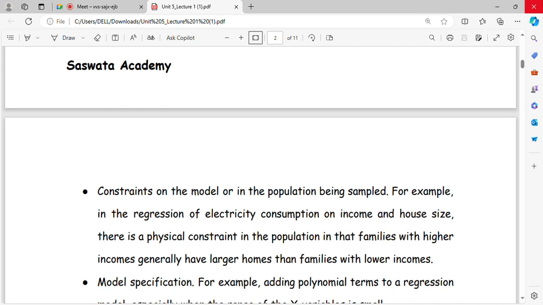It means that when we are regressing electricity consumption on income and house size, income and house size are the explanatory variables.